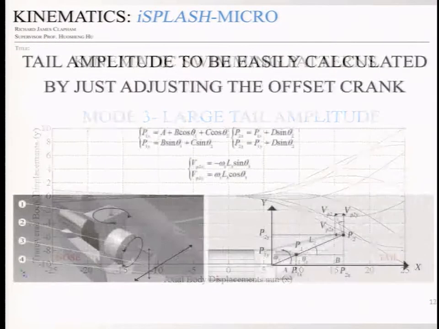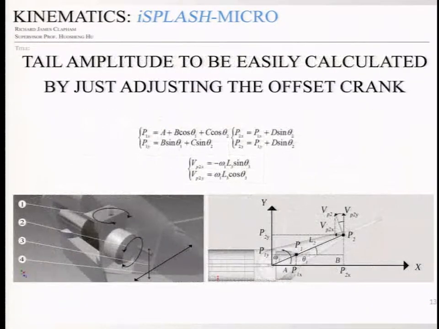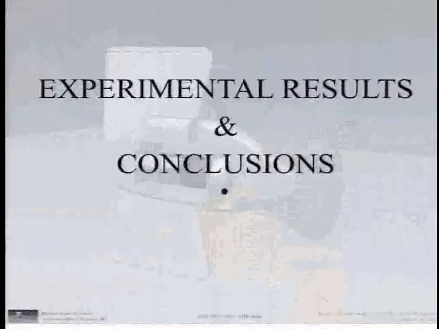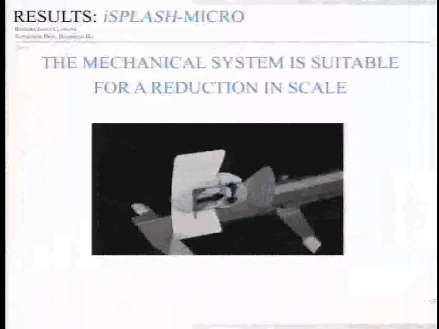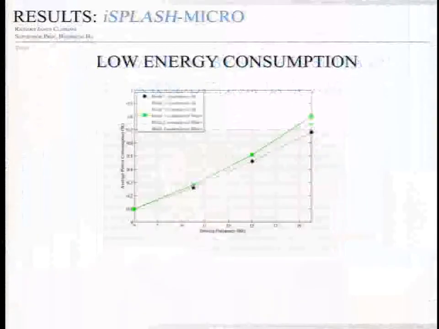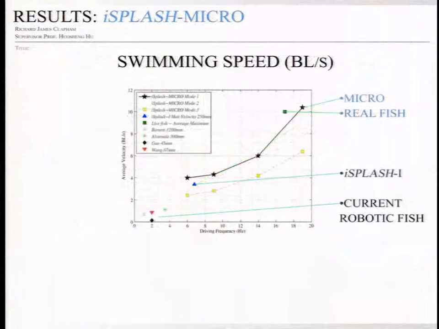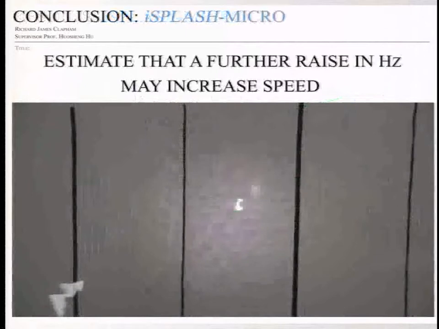This approach allowed the tail amplitude to be easily calculated by adjusting the offset crank. The developed mechanical system was found to be suitable for further reduction in scale. The low energy consumed during propulsion indicates the next generation may be capable of carrying a power supply. And the system was found to be robust and consistent, attaining high tail frequencies without early peak decline or mechanical failure. Therefore, we look to continue to raise driven frequencies to achieve even greater speeds.